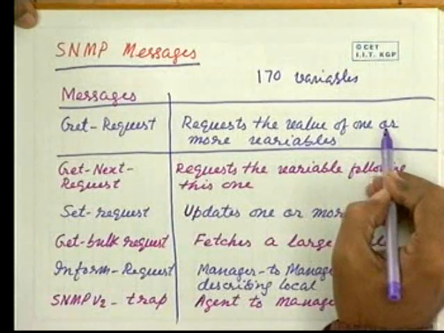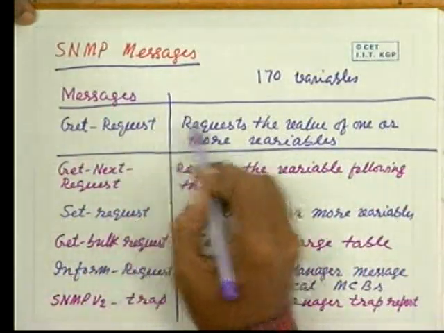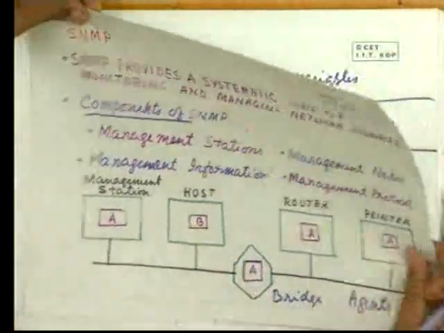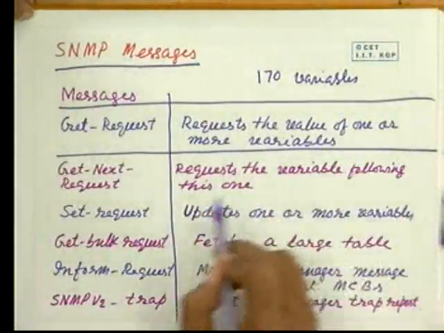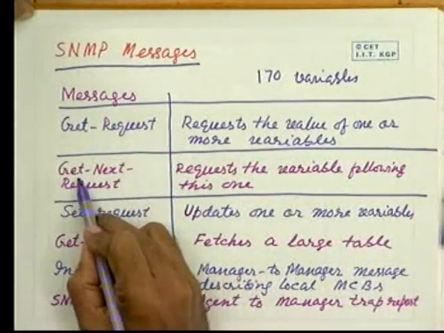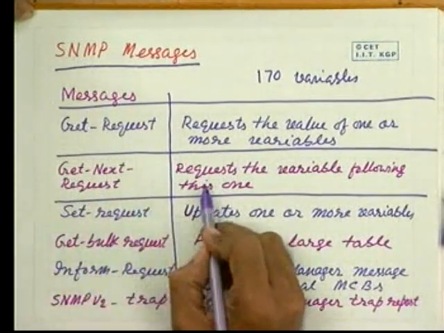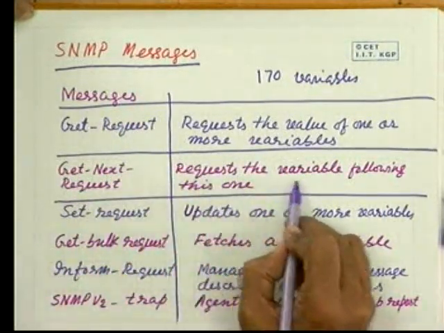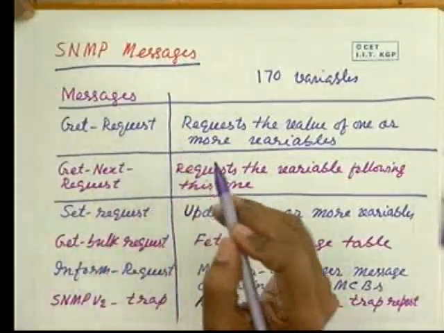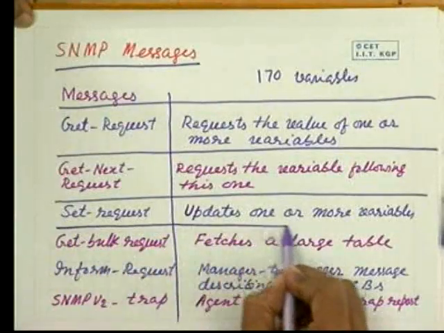Different variables. Information can be requested by the management station. As I said, this management station sends a request, and so this is one type of message. Second type of message is get next request. So this message requests the variable following this one. That means in the previous one you have already requested some variables, and using this message you can request the next variable.